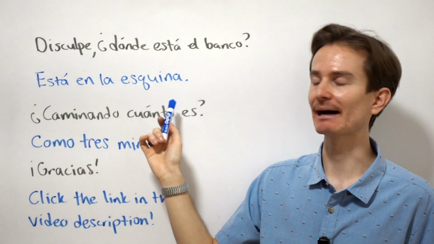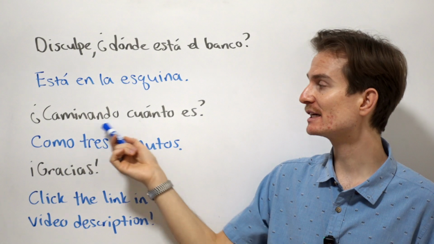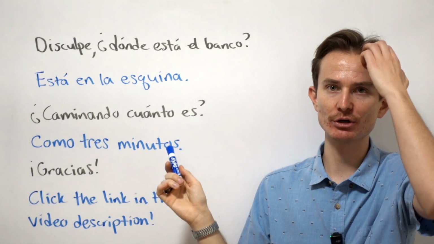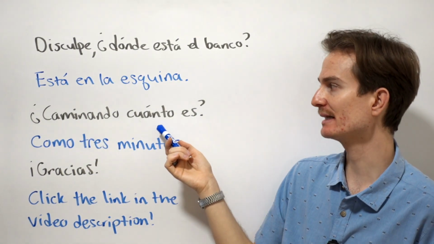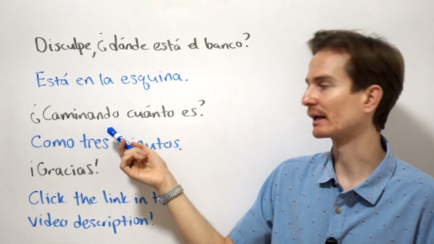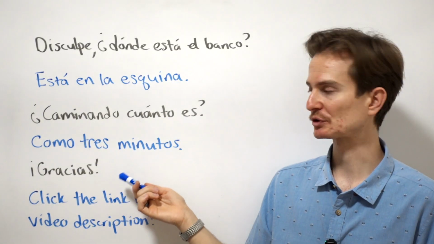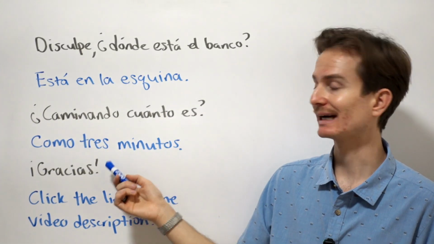Está en la esquina. It's on the corner. How far is it walking? You can just say cuánto es. You don't need to say qué tan lejos está. You can say that, but you can just say how much is it walking? Caminando, ¿cuánto es? Como 3 minutos. Okay, like 3 minutes. Okay, gracias.